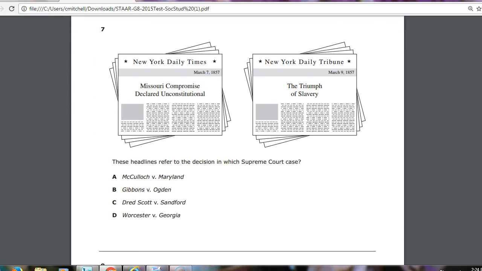Question number 7. New York Daily Times, March 7, 1857: Missouri Compromise declared unconstitutional. New York Daily Tribune, March 9, 1857: The triumph of slavery. These headlines refer to the decision in which Supreme Court case? A. McCulloch v. Maryland. B. Gibbons v. Ogden. C. Dred Scott v. Sanford. D. Worcester v. Georgia.